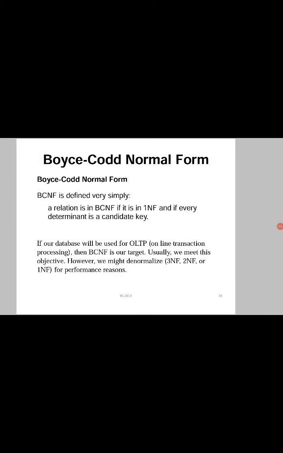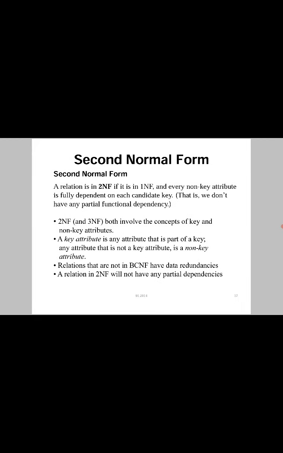So what is second normal form? What is the definition of second normal form? A relation is said to be in second normal form, or 2NF, if it is in first normal form and every non-key attribute is fully dependent on each candidate key. That is, we don't have any partial functional dependencies.